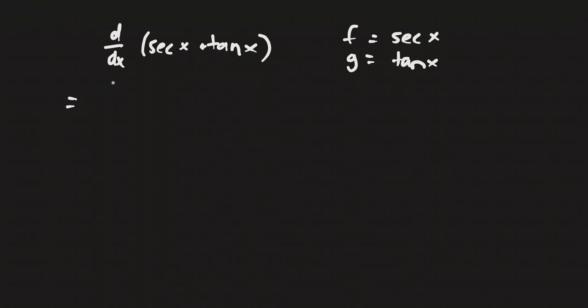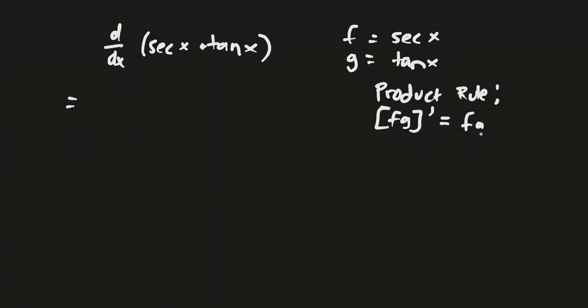So now let's use the product rule, and I'm going to write that out just for reference as I solve the problem. The product rule is the derivative of f times g is equal to f times g prime plus f prime times g. So now let's try to use this to solve this question.